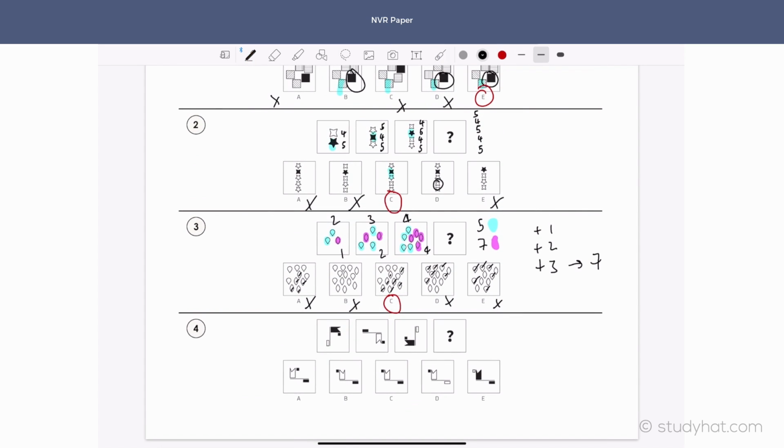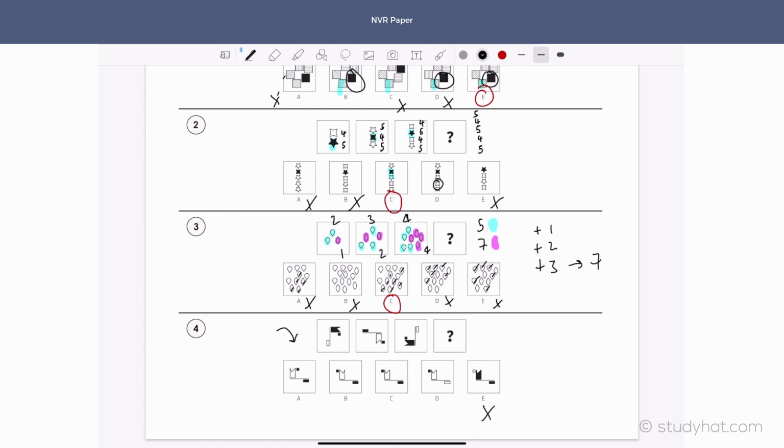Question 4. We've got some rotation going on here. Can we see this shape is rotating 90 degrees clockwise each time? So if you follow the flag part, it goes here, then here, then here. So it's going to be here. So we can get rid of the ones that do not have that, they all have that there. Okay. Then what's happening to its colour? It's going from black to white, black. So we're expecting it to go back to white, so we can get rid of this one.